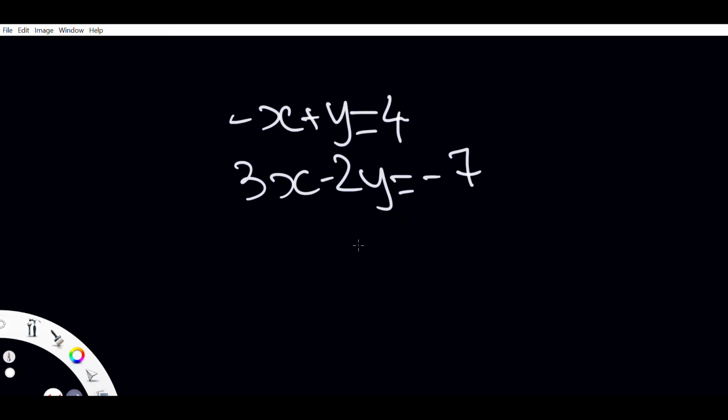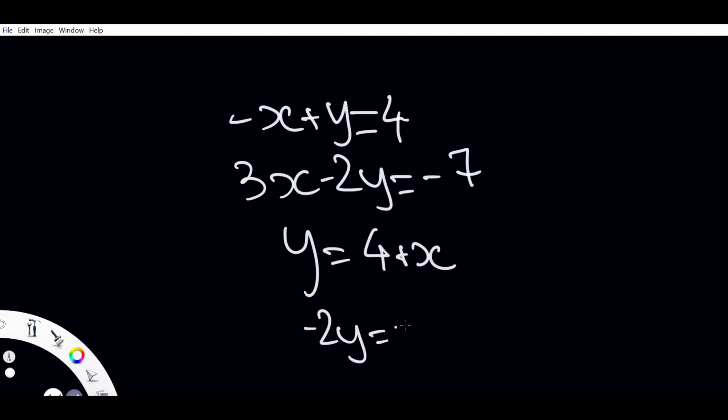So for this one, we can see that the easiest way to do it is to isolate the y values on both sides first. So y is equal to 4 plus x, and negative 2y is equal to negative 7 minus 3x. Then we can divide both sides by negative 2 to get y is equal to 4 plus x, and y is equal to 3.5, or 7 over 2, plus 3 over 2x.